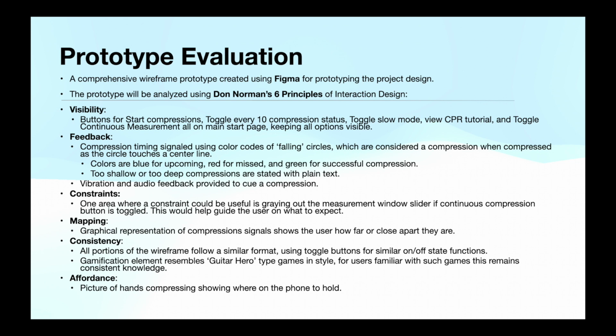Consistency plays a crucial role in having all of the buttons be toggles, as well as leveraging the conceptual knowledge of games like Guitar Hero and the gamification elements of the app. Lastly, the affordance of telling the user where to hold the phone using a representation of 2 hands is present to help the user quickly understand what to do when using the app.